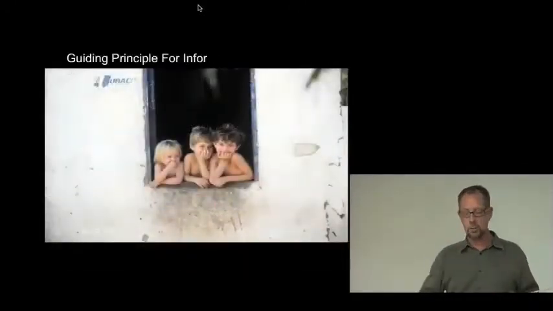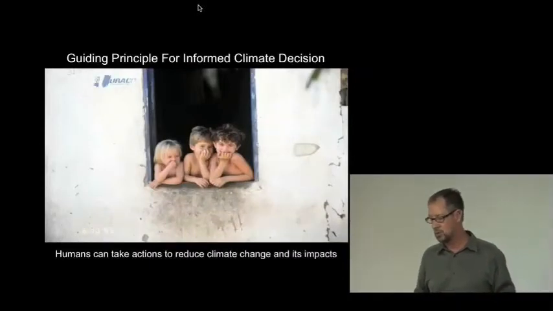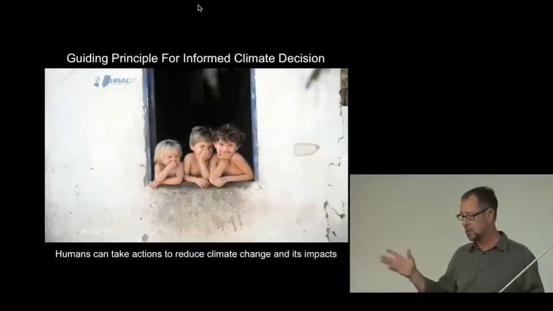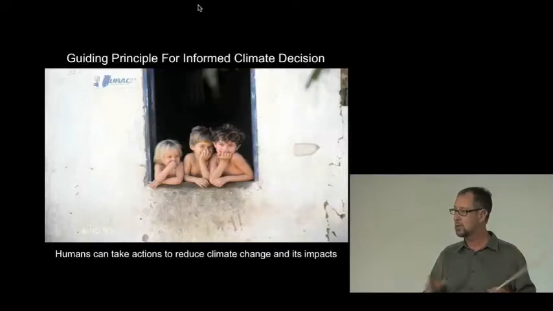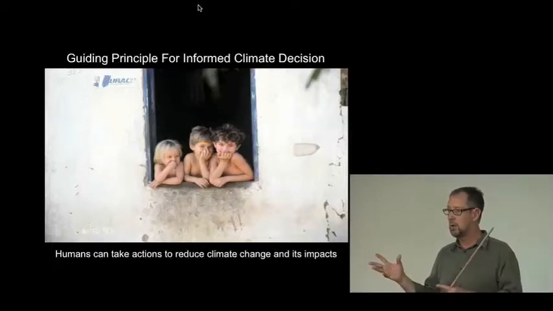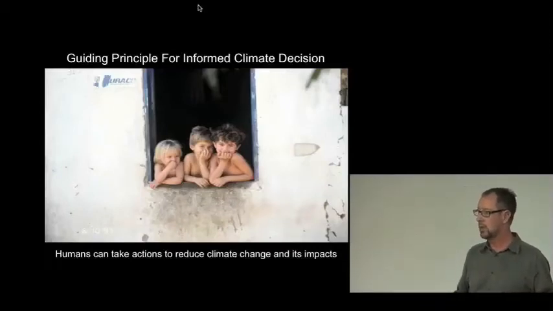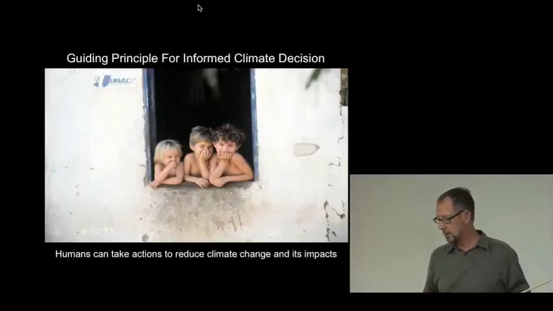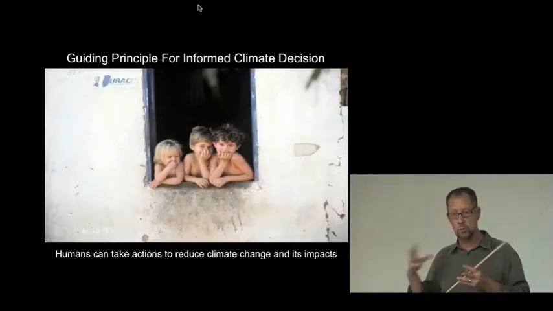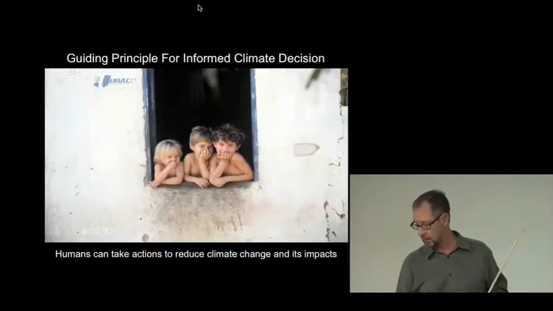But all of these essential principles are framed within what we call the guiding principle for an informed climate decision, which is that humans can take actions to reduce climate change and its impacts. And this again gets out of the formal research science and into how we apply this in our everyday lives. What are the solutions given this information that the science community is giving us? What are the things we can do to reduce the impacts, but also what can we do to start to adapt to the changes that we're already seeing?